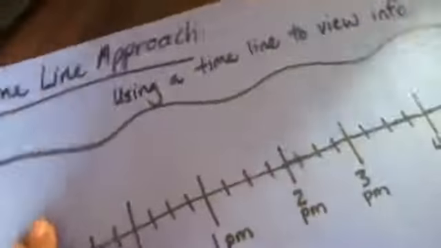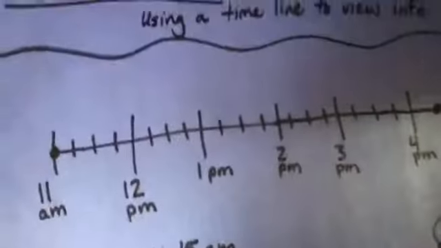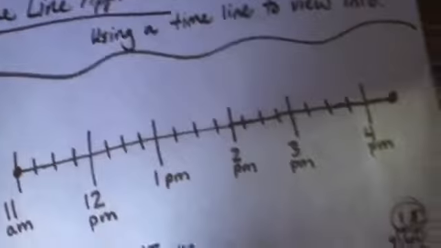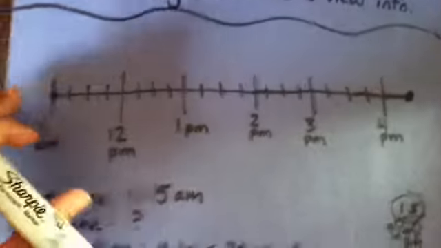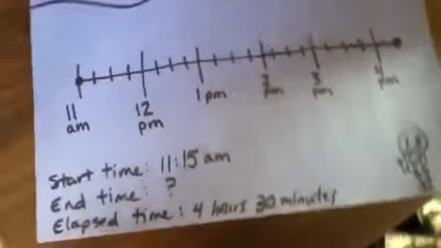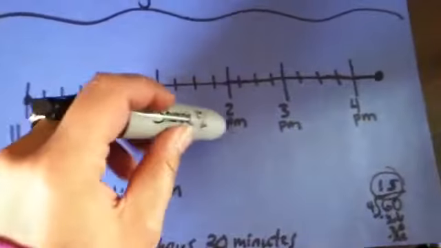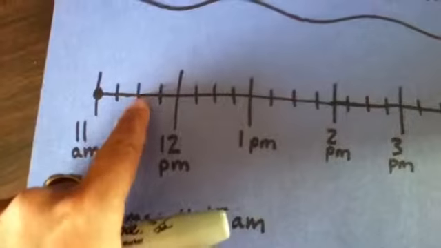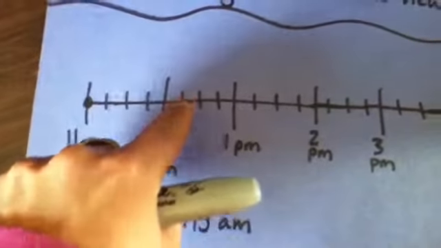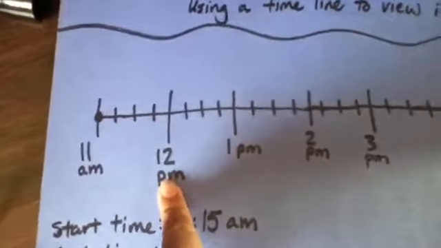The timeline approach is basically just one way to look at time using a timeline. So we're going to view the info on a timeline. I've already pre-made this timeline here with our times on it, and I put them in hour increments. So let's take a look at this. 1, 2, 3, 4. 1, 2, 3, 4. Every 4 lines, we get to another hour.